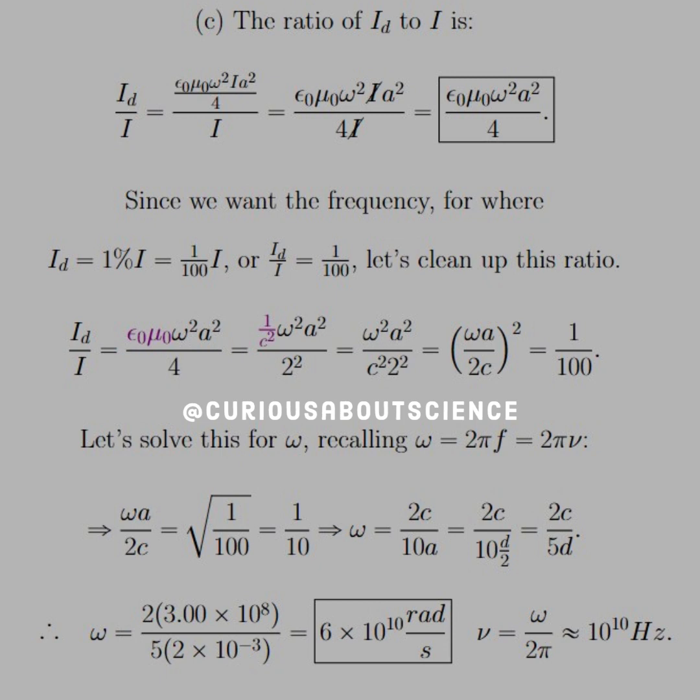If we plug everything in, we have 2 times the speed of light over 5 times the diameter converted to meters, and we get about 6 times 10 to the 10 radians per second. If we convert that to linear frequency, that's approximately 10 to the 10 hertz. This is about 10,000 megahertz. So this is why we don't see these things frequently, or at least why Maxwell didn't see it, because that was way outside of the range of what they were dealing with in radio signals. Pretty cool though.